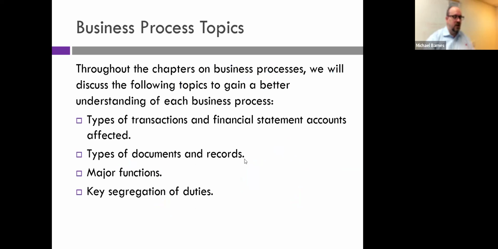So to start this, let's talk about what we're going to be using as a framework for the next few chapters. In the next few chapters in the business process, particularly this chapter and chapter 11, I'm going to stick to this very closely. I'm going to deviate from it a little bit next week and probably a little bit in the week after. We're going to talk about the types of transactions and financial statement accounts affected, the types of documents and records, most of which you should be familiar with already, the major functions, and then segregation of duties as applications of those major functions. A lot of detail comes in the next few slides that's really important.